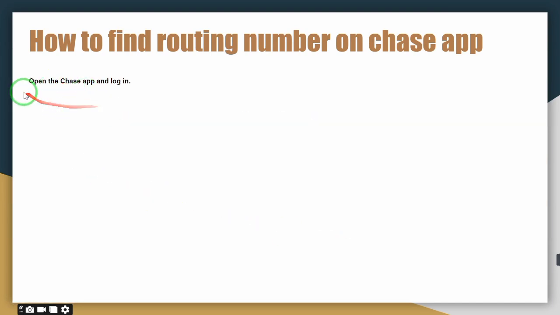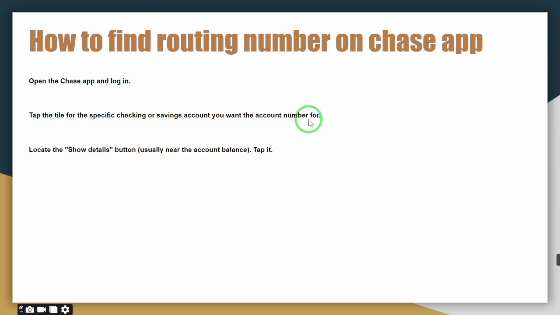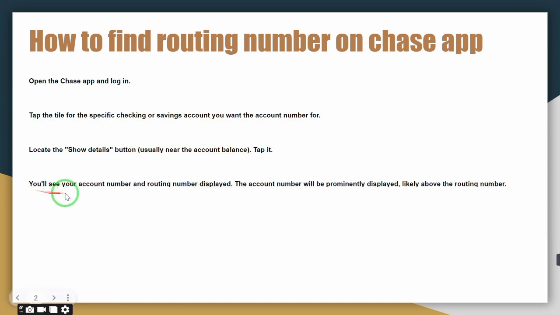First of all, open the Chase app and log in there. After logging in, the second step you have to do is tap the tile on your specific checking or savings. Now the next step is to locate the show details button and tap it. After going there, you will simply be able to see your account number or your routing number there.